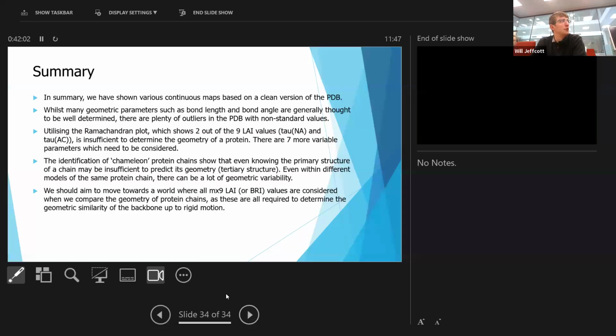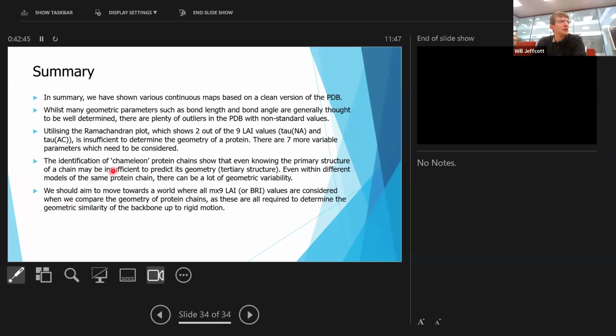So, an overall summary of what I've gone through here. We've shown various continuous maps based on our cleaned version of the PDB. Whilst many of the geometric parameters, such as bond length and bond angle, are generally thought to be well determined, there are plenty of outliers, as we've shown, with non-standard values. The Ramachandran plots show 2 of the 9 LAI values, which are insufficient to determine the geometry of a protein, and we need 7 more variable parameters to consider.